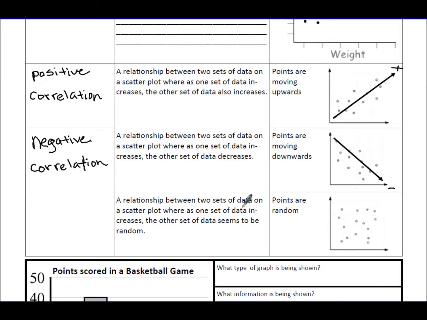Now, if you look at a relationship between two sets of data on a scatter plot where one set of data increases, the other set seems to just be random, this has no correlation.